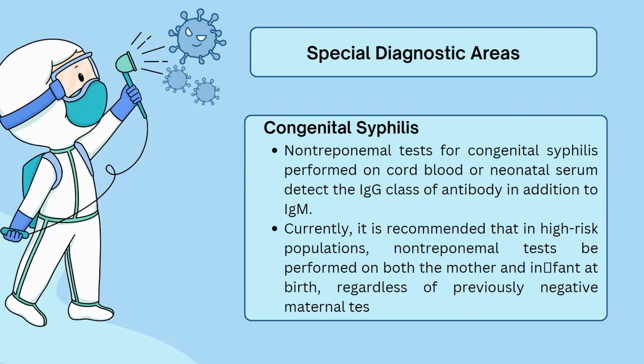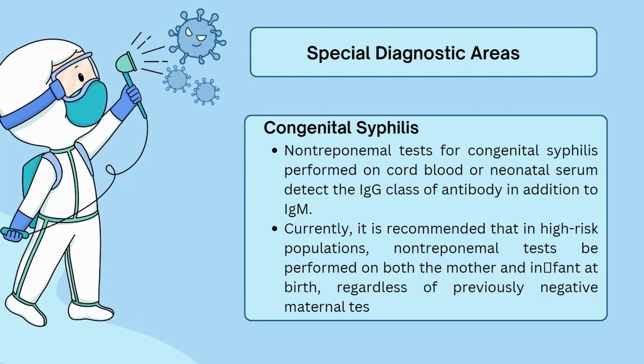Additionally, testing the infant's spinal fluid for the presence of treponemes often lacks sensitivity. Non-treponemal titers in the infant that are higher than those in the mother may be a good indicator of congenital disease, but this does not always occur.